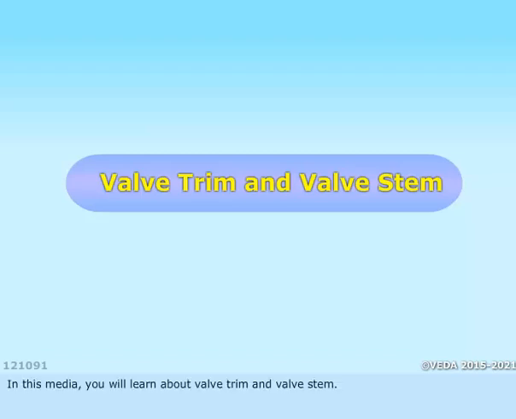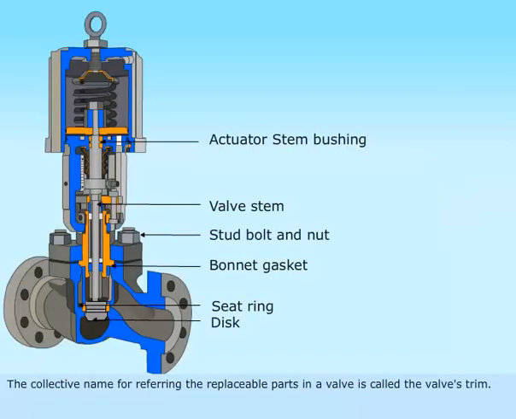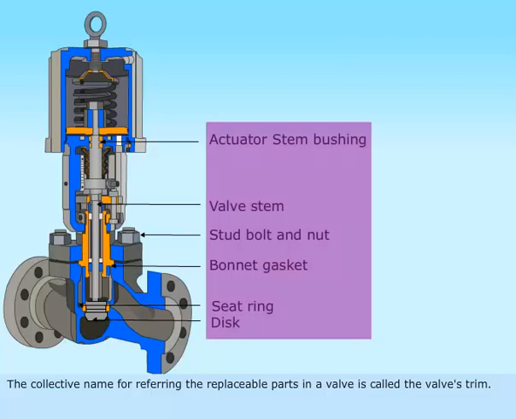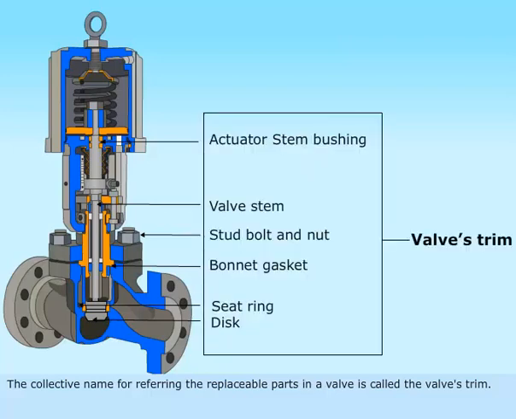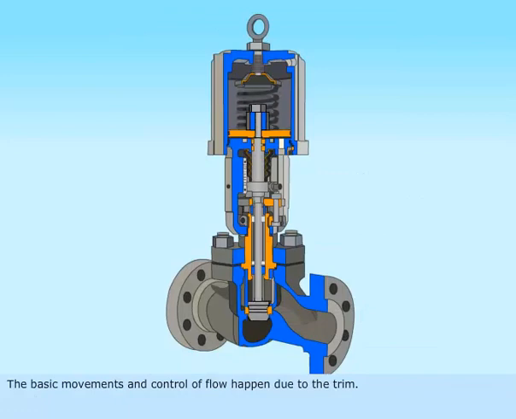In this media, you will learn about valve trim and valve stem. The collective name for referring to the replaceable parts in a valve is called the valve's trim. A disc, stem, seat, and sleeves required to guide the stem are the parts included in a typical design of trim. The basic movements and control of flow happen due to the trim.